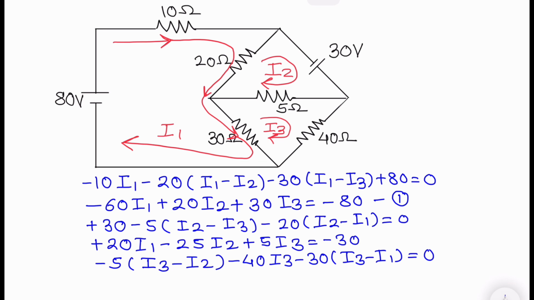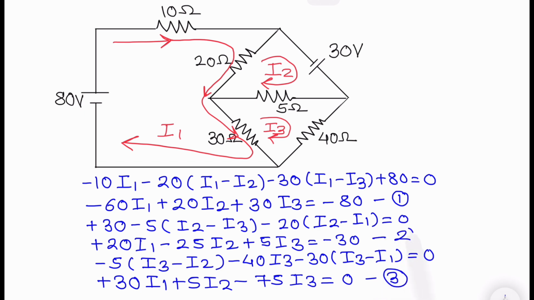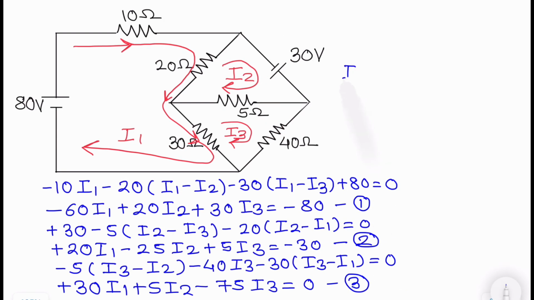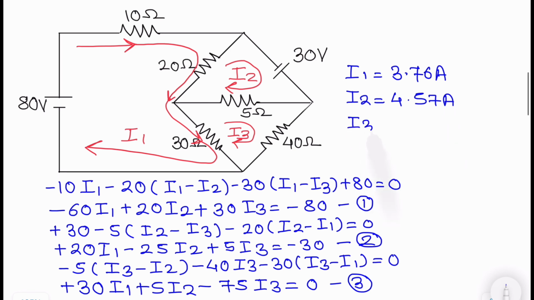Arrange the equation in terms of I1, I2 and I3. So plus 30 I1 plus 5 I2 minus 75 I3 will be equals to 0. This is your equation number 3. This is your equation number 2. And if you solve these equations simultaneously, you are going to get the answer. I1 equals to 3.76 ampere, I2 equals to 4.57 ampere, I3 equals to 1.80 ampere.